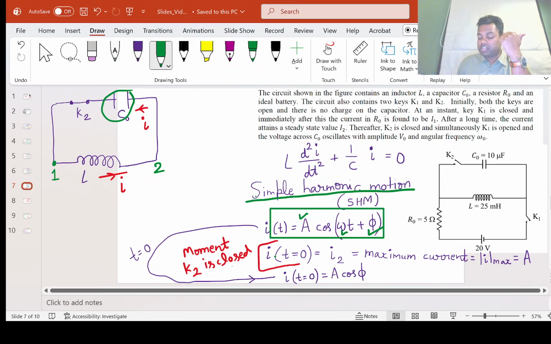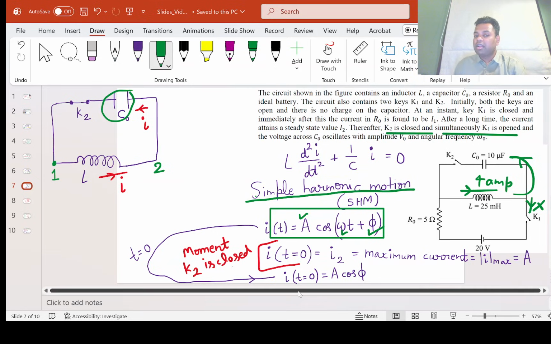So let us start with this: at time 0 we know the moment that K2 is closed, and simultaneously K1 is opened. So all the current, that 4 ampere that we had going through here, will not go this way, instead it will start going this way. So that is the maximum current now, 4 ampere in this LC loop. If you look at this harmonic function, the maximum value can be A. So A is I2. That's the one thing we learned. That means A is I2, the current amplitude.